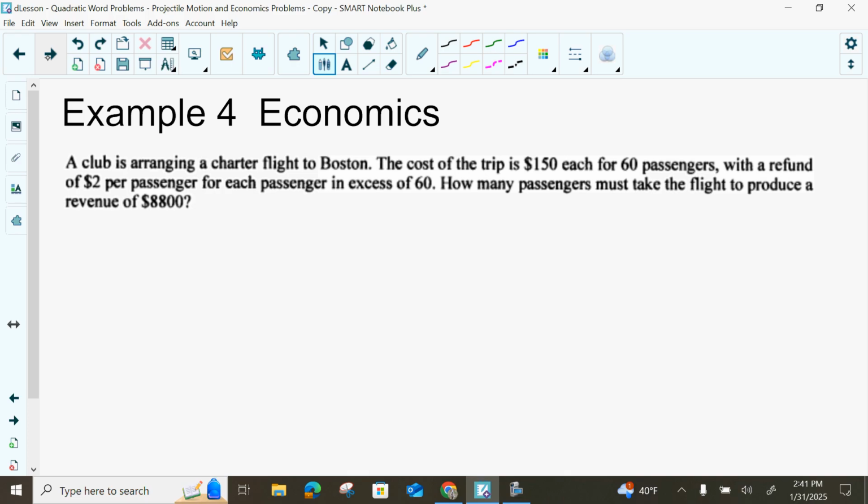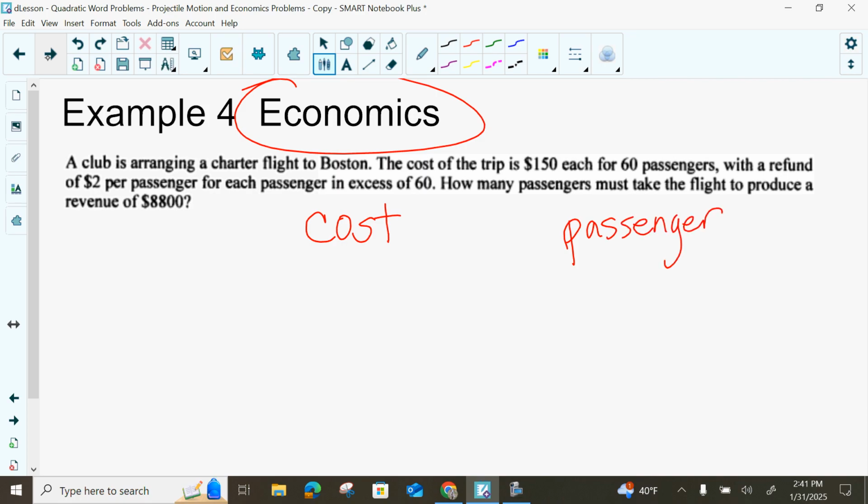So this is our economics one. So you don't need to write the whole thing, right? It says a club is arranging a charter flight to Boston. The cost of the trip, right? So here are my 2 things. Cost is the money one. Number of passengers. So those are going to be my 2 parentheses.